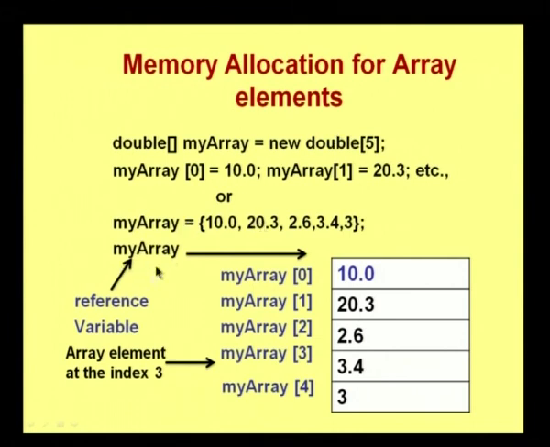You can see that my array is nothing but a reference variable. So this is your index. Whenever I want to access it, I will start from 0. So 0 is the starting index for your array. The values will be stored and you can access it with respect to any index.